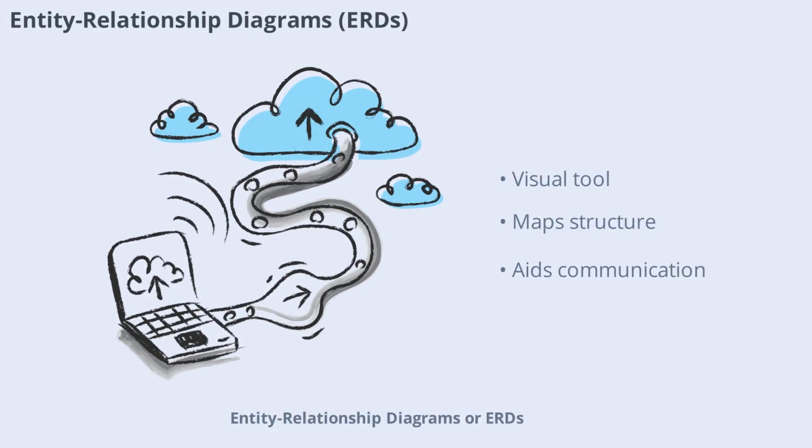Data relationship diagrams, or ERDs, are visual tools that map out the structure of your data system. They show entities, attributes, and relationships, making it easier to design and communicate your data model. ERDs are invaluable for planning and troubleshooting complex data systems.